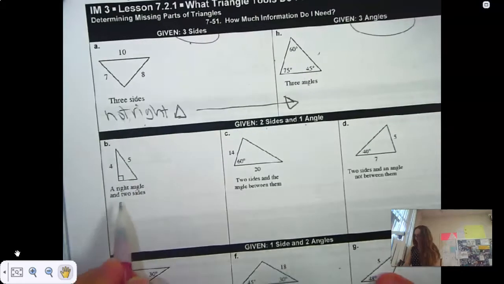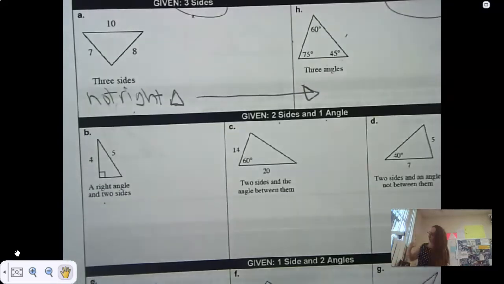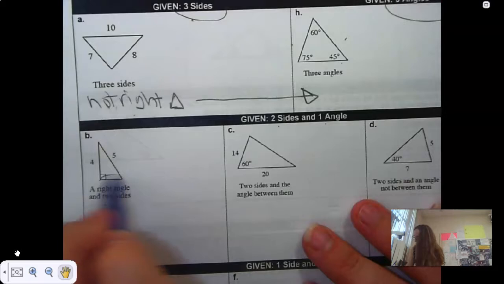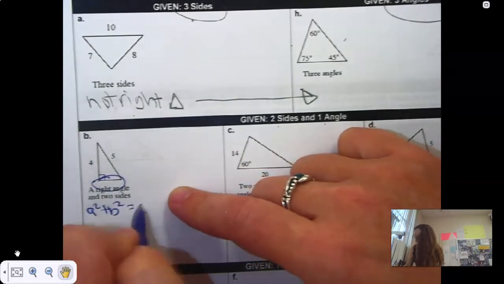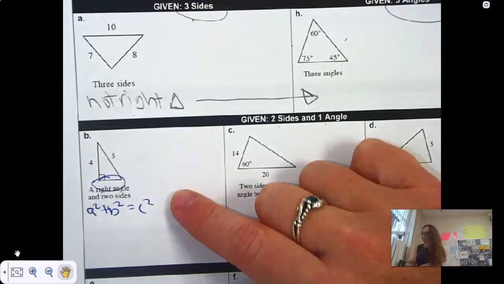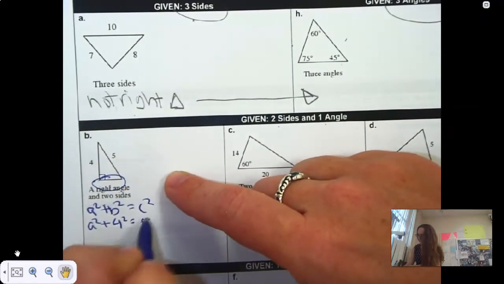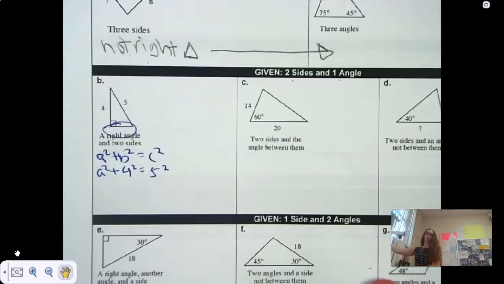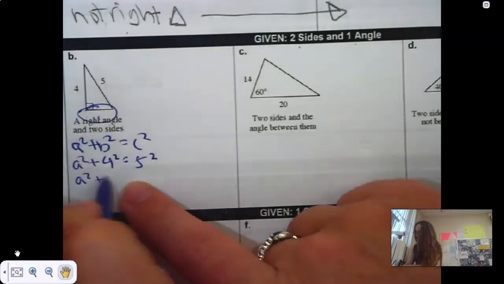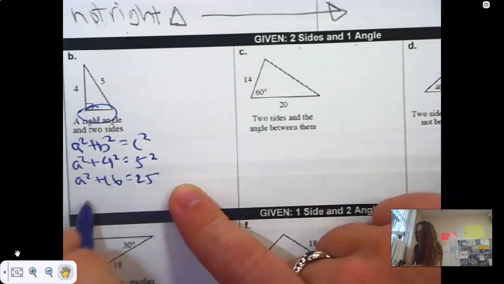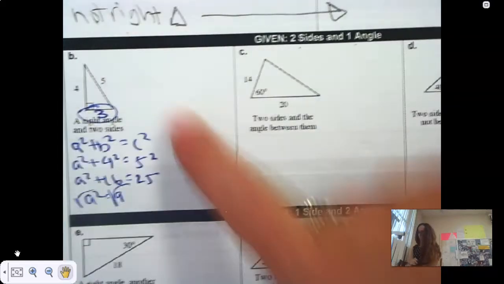So let's look over here. Could I find the length of this third side? Well, I sure can. I could find the length of this by doing a squared plus b squared equals c squared. And I could go, if this is my a, a squared plus 4 squared equals 5 squared. And some of you go, Ms. Rifkin, I remember this. Well, good, because you're supposed to. Some of you go, thank you for reminding me. You're welcome. Subtract 16. Square root, square root. So now I know this side is 3.